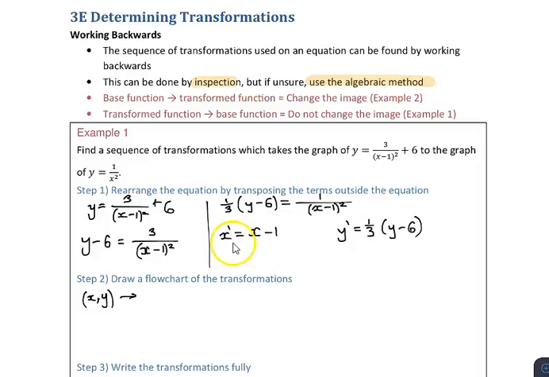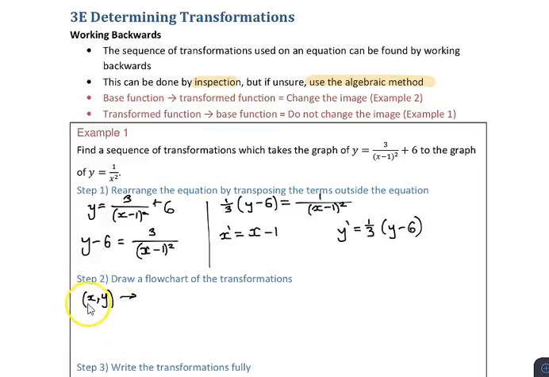So normally, previously, what I've done is I've gone, well, what does x equal? So I've rearranged it, x new plus 1 equals x, etc. In this particular case, because I'm going from my transformed function to my original function, or my base function, I am not rearranging it. That is a big difference between the two scenarios. So from my transformed function to my base function, do not rearrange.